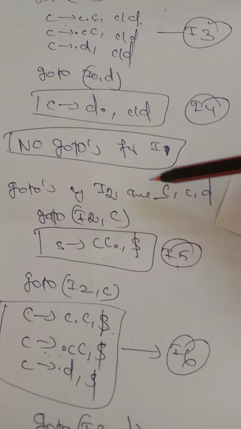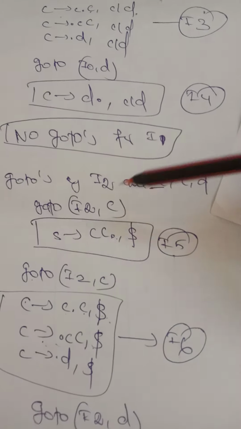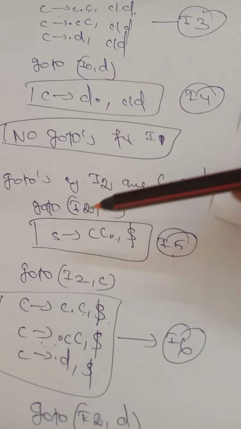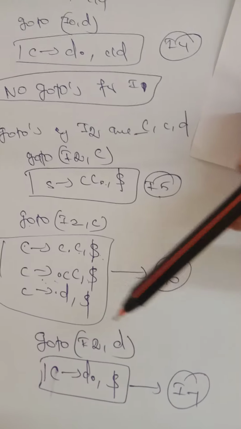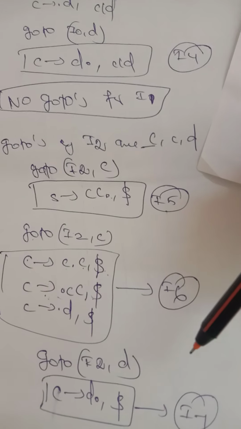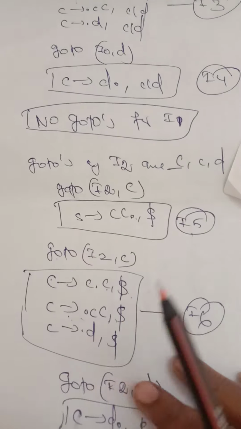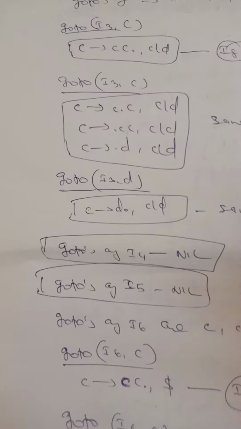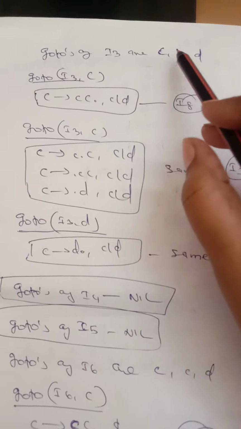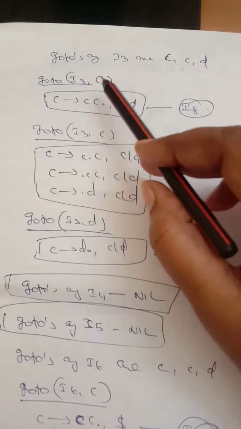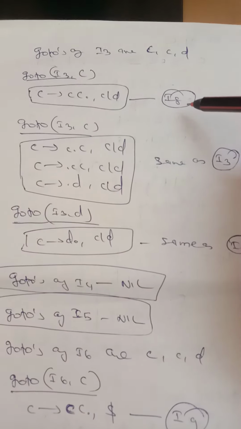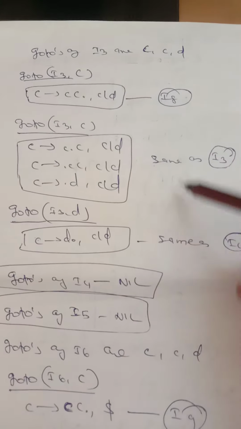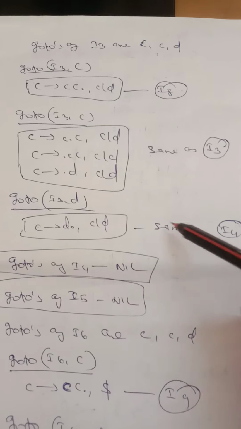Next apply the gotos of I2, capital C, small c, small d. Here we are applying capital C for I2, which means we will get I5. Next I6, next I7. Then we have to apply gotos for I3. The gotos of I3 are capital C, small c, small d. Again we apply the same thing. I3 comma capital C will yield I8. I3 comma small c is the same as I3. I3 comma d is the same as I4.